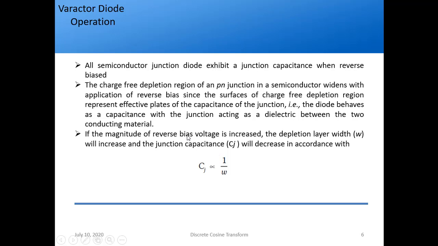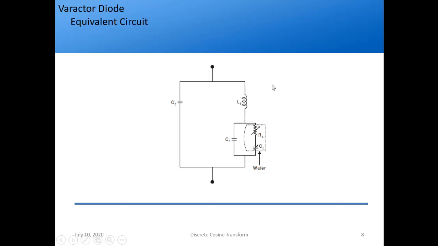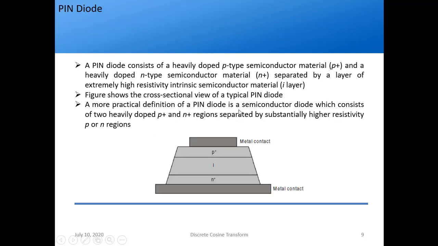By changing the reverse bias voltage, you are getting a change in capacitance. That's why it is called a varactor diode. This is the equivalent circuit. You see L and C are in parallel, so that is why it is a resonant circuit.